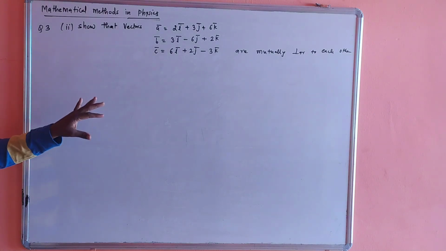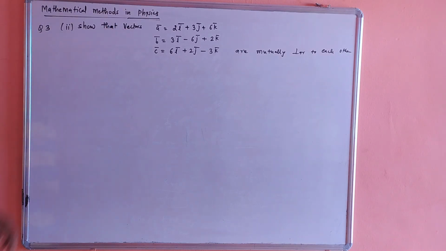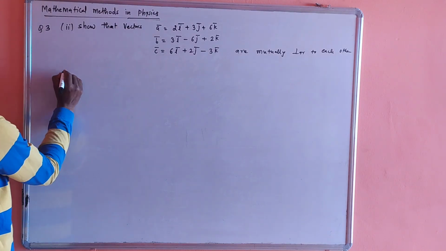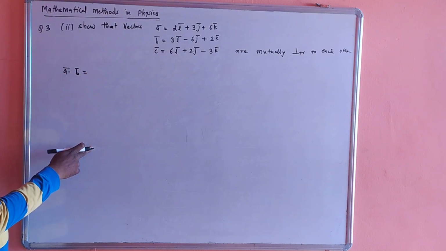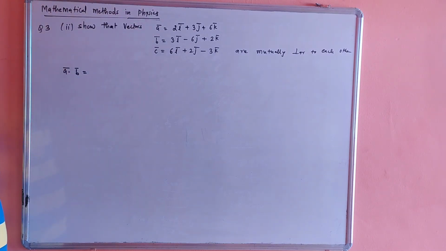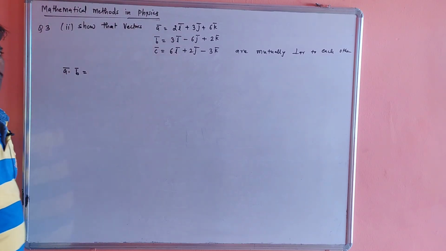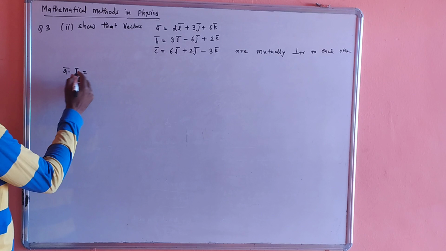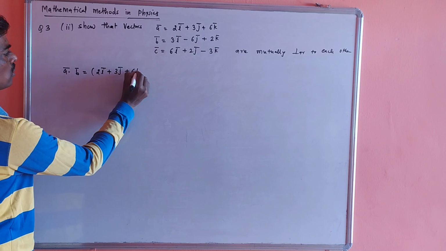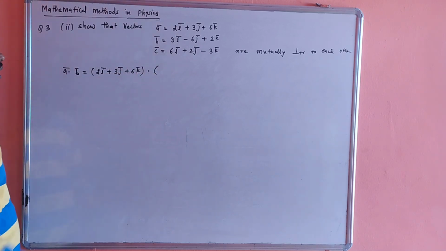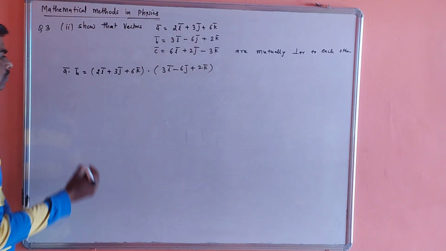So this proof can be given by taking dot product between these two vectors. So vector A dot vector B, we will solve this. If answer is 0, then vector A is perpendicular to vector B. Then vector B dot vector C, and again vector A dot vector C. So we have to take 3 dot products. So vector A dot vector B, in first bracket 2i plus 3j plus 6k dot, in second bracket 3i minus 6j plus 2k. Dot product.